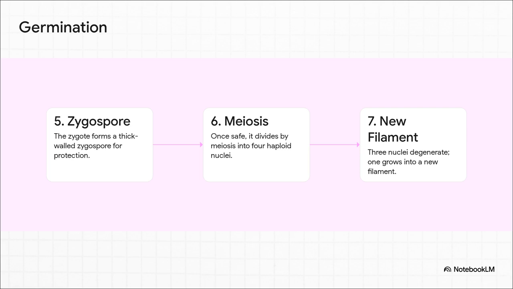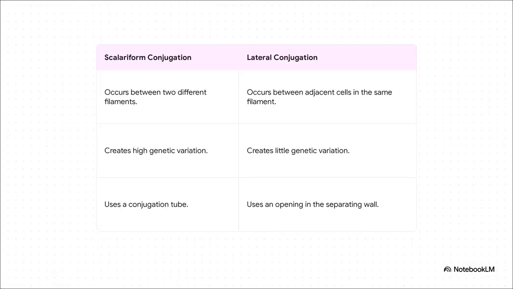It undergoes meiosis, creating 4 new nuclei. Now, 3 of those actually degenerate, but the one that survives grows into a completely new Spirogyra filament. Just an incredible story of resilience. But wait, there's more. Spirogyra actually has another trick.